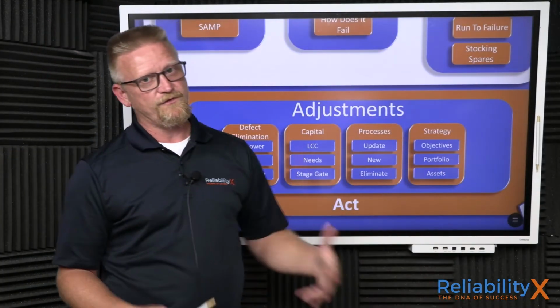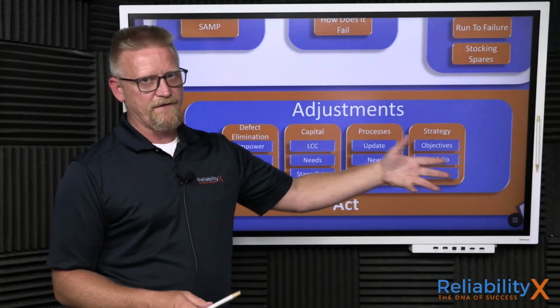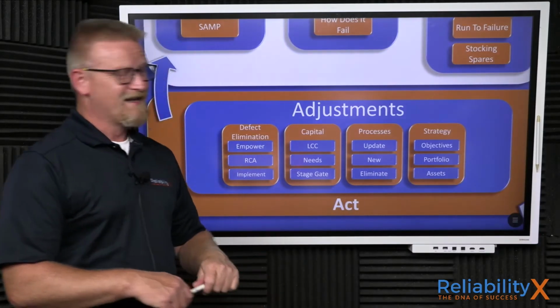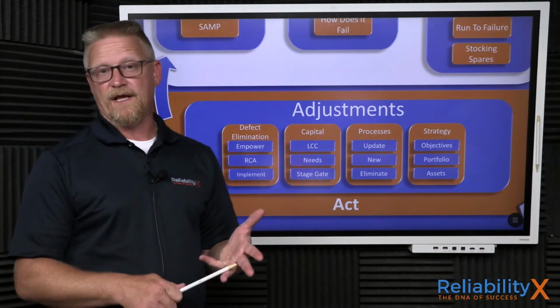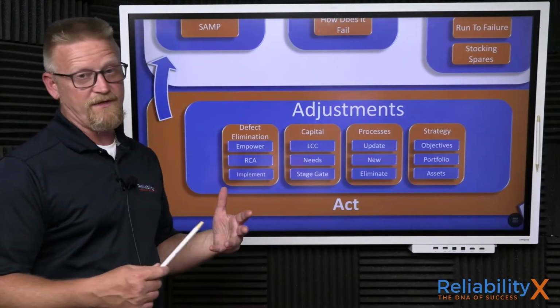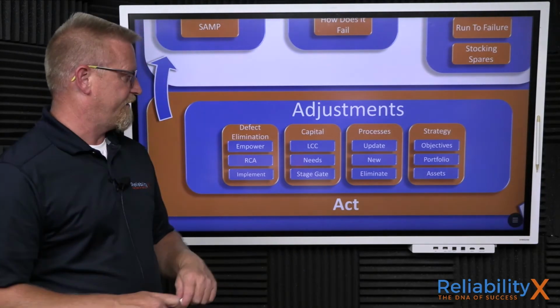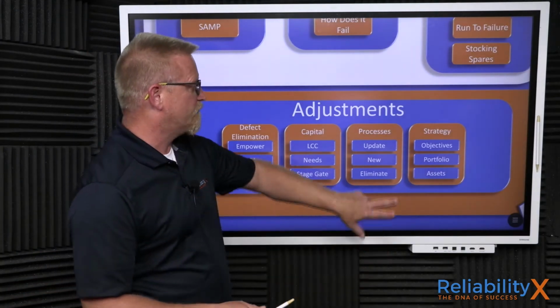And so this plan, do, check, act cycle allows us to get feedback from the field on what's working and not working, and feed that into our processes. Sometimes we update processes, sometimes we create new processes because maybe, well, we didn't have one. And sometimes we actually eliminate processes if we can truncate the work completely out.